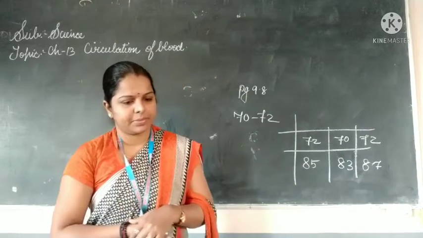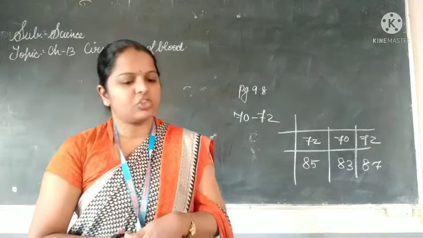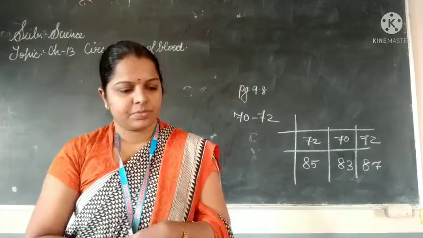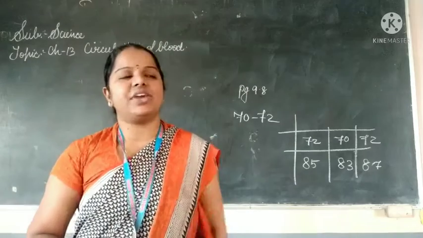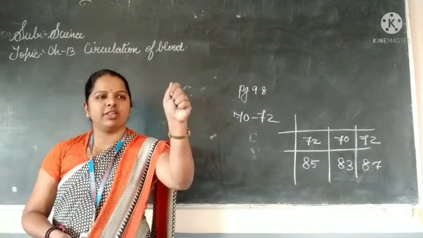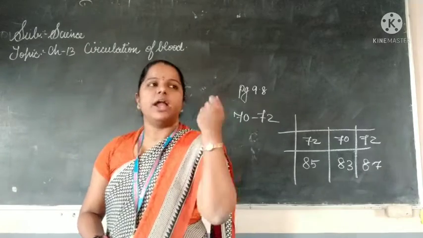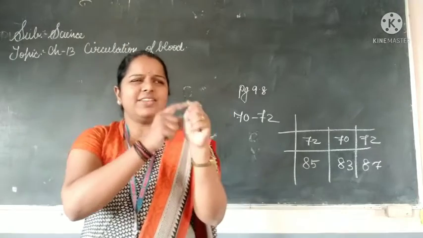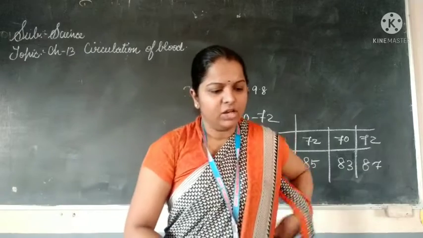Second point: the heart is an important organ associated with circulation of blood. The human heart is slightly larger than the fist. Fist means what? Yesterday I said, when you hold the hand like this, this is the fist. And your heart is slightly larger, a little bigger than this. Understood? Slightly larger than the fist.